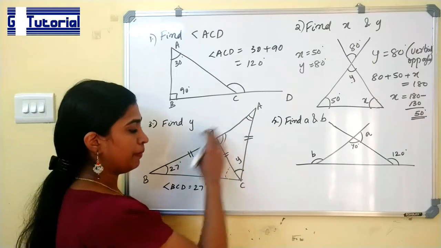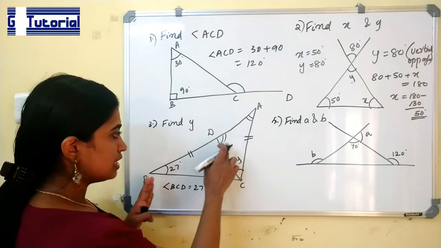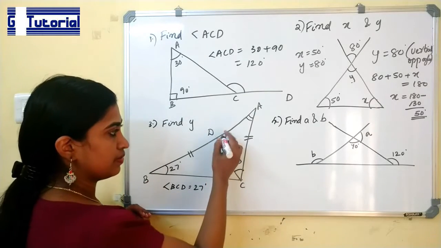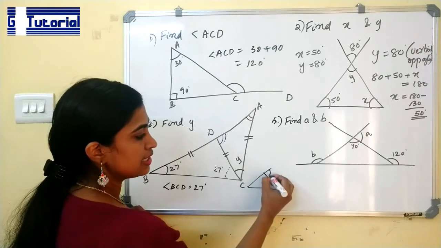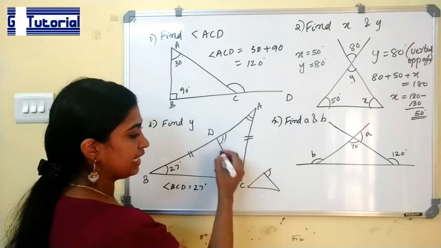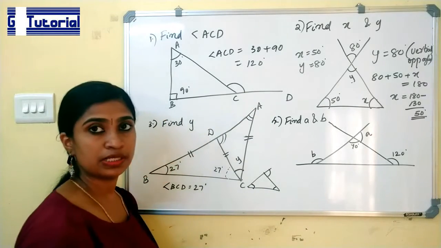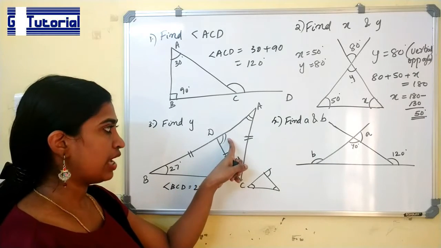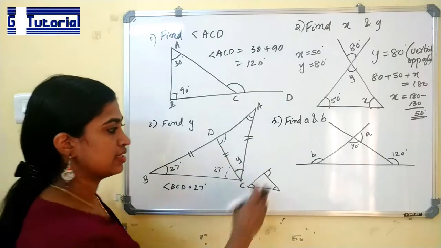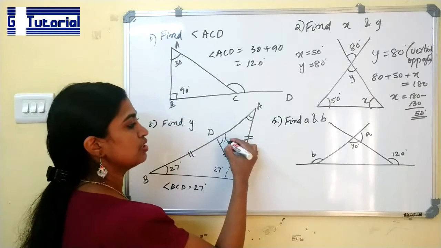And we know by the exterior angle theorem that this is the exterior angle of this triangle. If we consider this triangle, angle ADC is the exterior angle. So, it will be equal to the sum of the interior opposite angles. So, 27 plus 27 gives the value of ADC. So it is equal to 54 degrees.